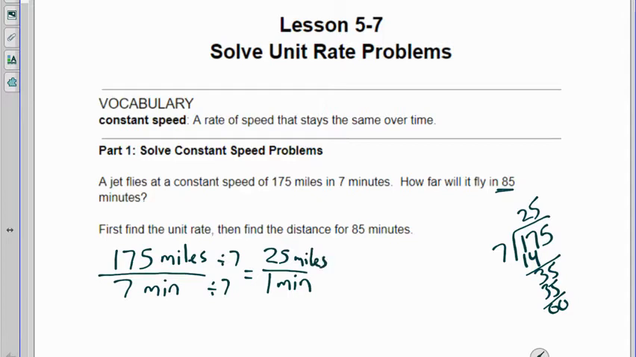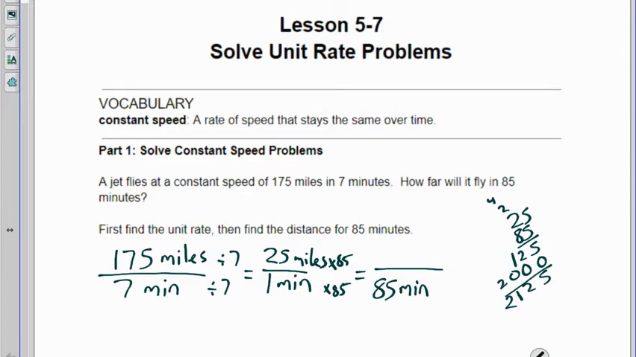Well, now we need to find out, not for 1 minute, but for 85 minutes. So how do you get from 1 to 85? Well, that's times 85. Do the same to the top. If I do that, working over at the side, I get 2,125 miles in 85 minutes. There you go.